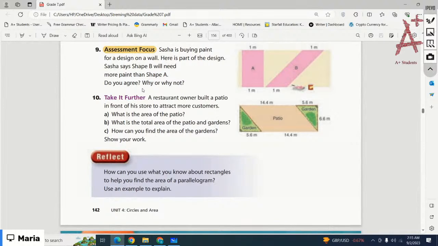So you have to see if shape B will need more paint than shape A. So for this you have to calculate the area of both the shapes, right? So let's just look at shape A. Shape A is a rectangle, right? And shape B is a parallelogram.